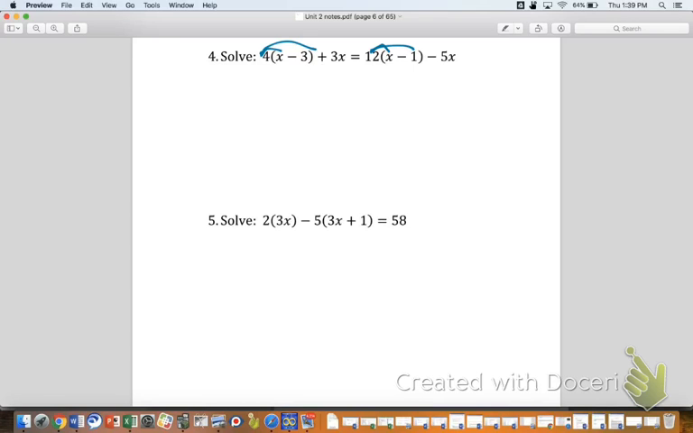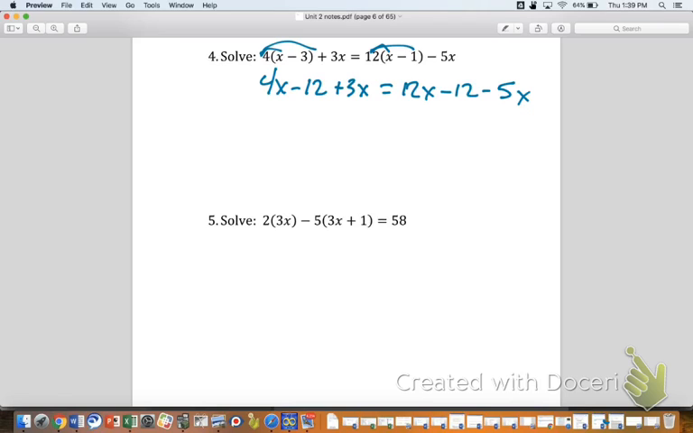So if I distribute the 4, I get 4x minus 12 plus 3x equals, and then on the right side, I distribute the 12, and I get 12x minus 12 minus 5x. There we go. So you guys agree with that? That first step we basically just distributed twice. Do you see how there is a lot of simplifying yet to be done? Quite a bit. So we'll continue on with simplifying.